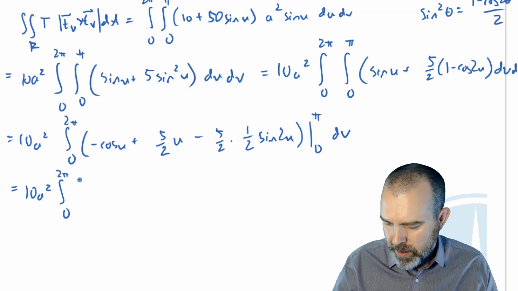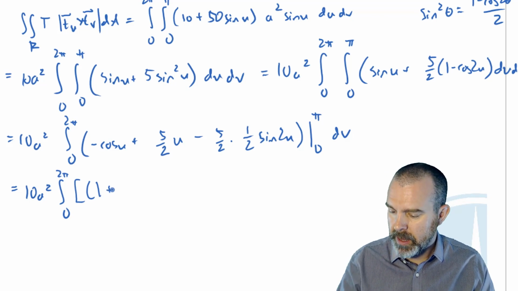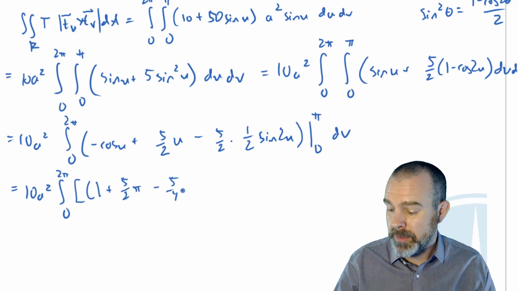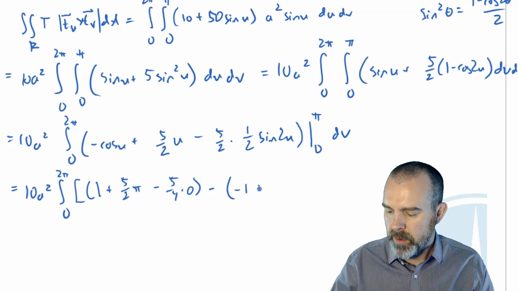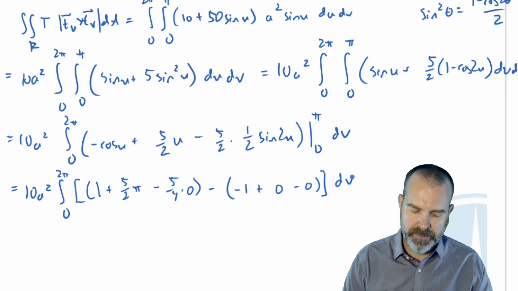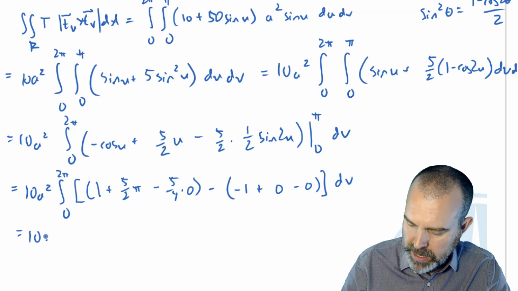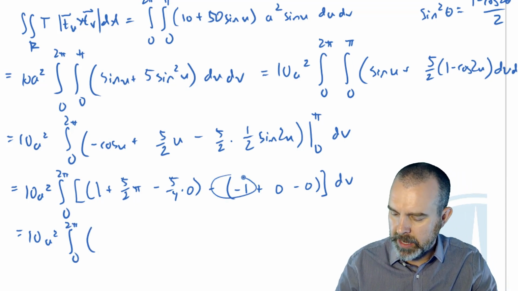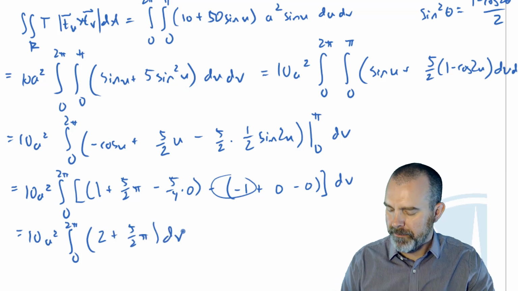Okay, negative cosine of pi. Cosine of pi is a negative 1, so that's 1 plus 5 halves pi minus 5/4 times 0. That's good. Minus negative cosine of 0 is negative 1 plus 0 minus 0 dv. Looks like we get 10a squared integral from 0 to 2 pi. We'll get 2 because we have the minus and negative 1. So we have 2 plus 5 halves pi dv.